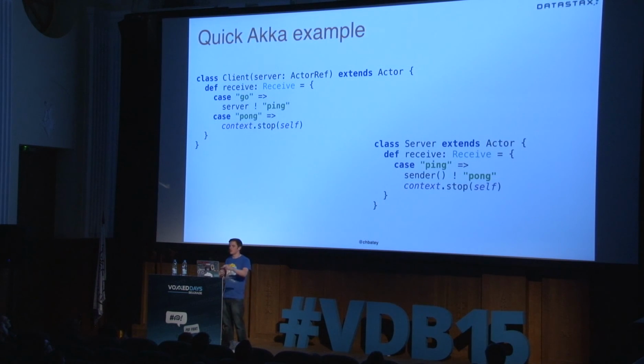If you haven't seen Scala before, this receive method, and this isn't typed, by the way, so you can receive any type of message. If it receives a message, which is of the string go, then it can send a message to another actor called server, and it can send a message called ping. But this does not happen on the same stack, on the same thread. This will happen asynchronously. When it receives a pong message, it just turns itself off. On the server side, all it does is it can only accept a ping message, and then it sends back a pong.